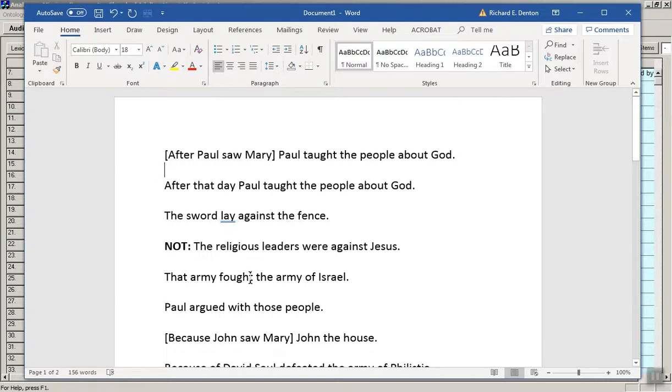That army fought the army of Israel. That means it's fighting against the army of Israel. Paul argued with those people. The Pharisees hated Jesus. You can say something like that. But right now we can't use against in that sense, modifying a noun.